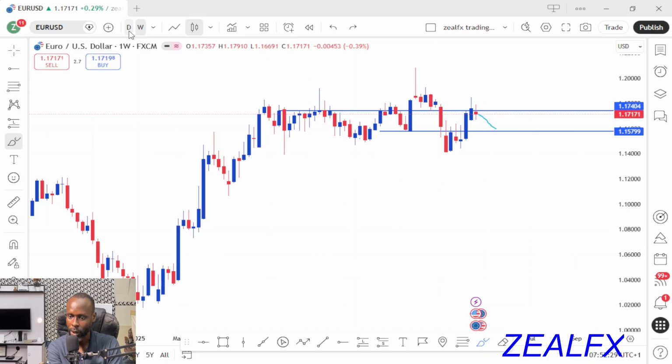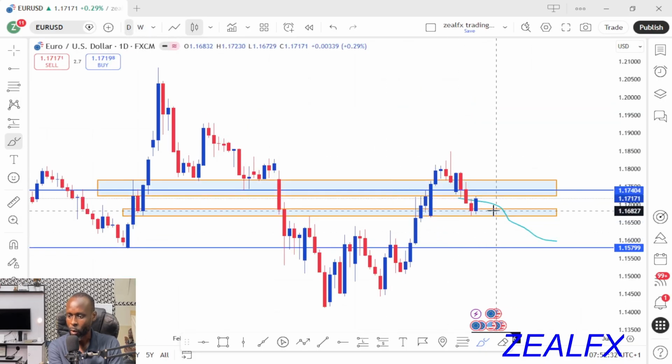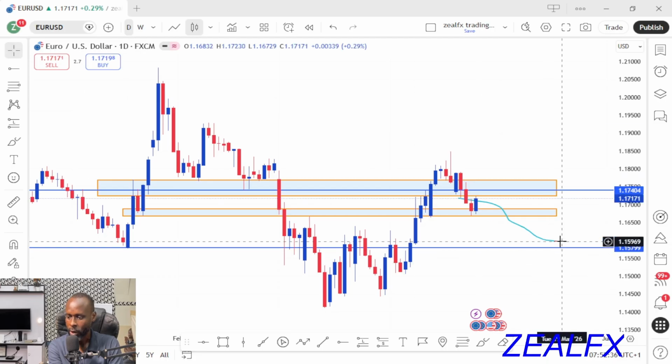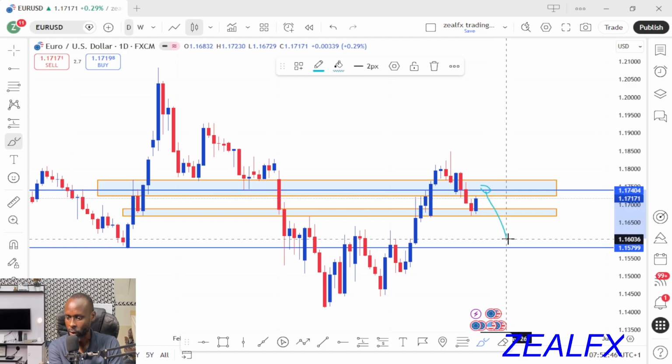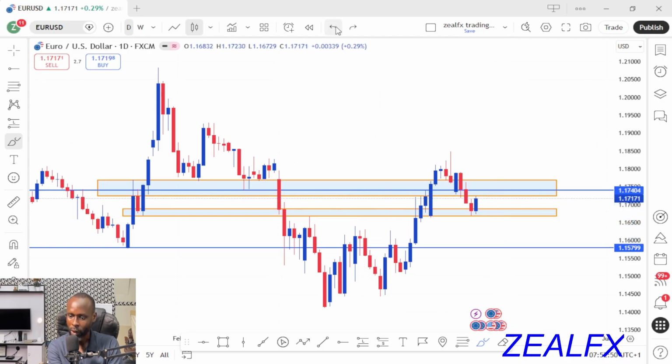So let's go back to the daily chart of the Euro USD. On my daily chart now, we have to look out for a possible selling opportunity on the Euro USD if price can give us a setup from this particular resistance level. This would be a good area to sell the Euro USD to the downside this week. So we have to wait for that price confirmation setup for us to trade the Euro USD.